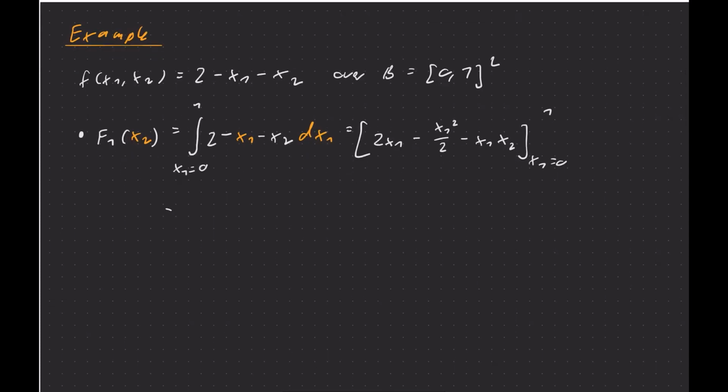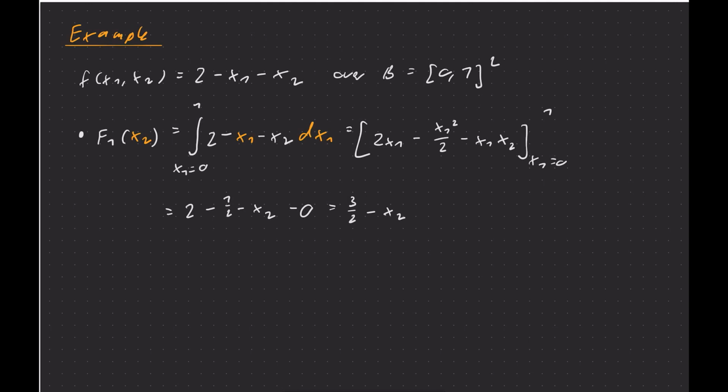So what we get here is, the upper limit is 2 minus 1 over 2 minus x2 minus, and the lower limit is just 0. So we get 3 over 2 minus x2. Okay, so this is the first parameter integral, or the parameter integral with respect to x1 of that function.